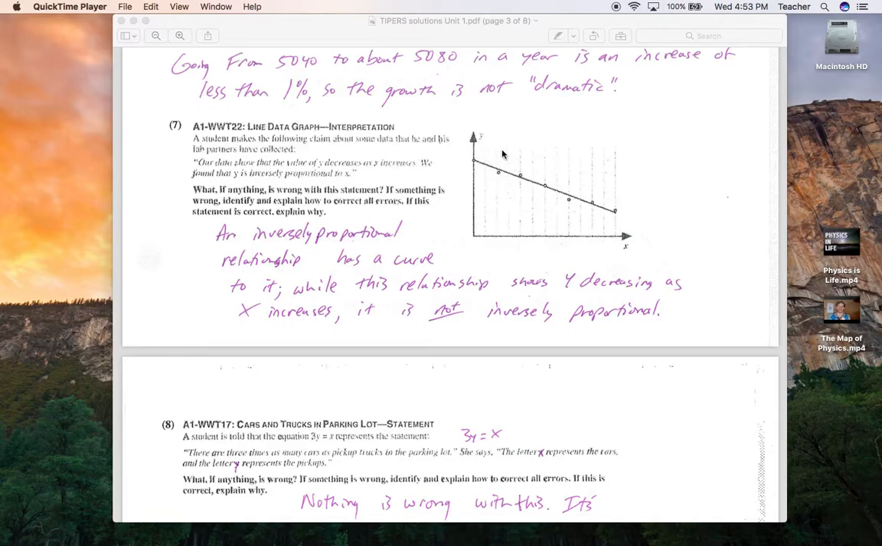An inverse relationship is a very particular relationship. I gave you that graphical method summary which describes that, and this does not follow the shape. The first part of the statement is correct. The second part is not.